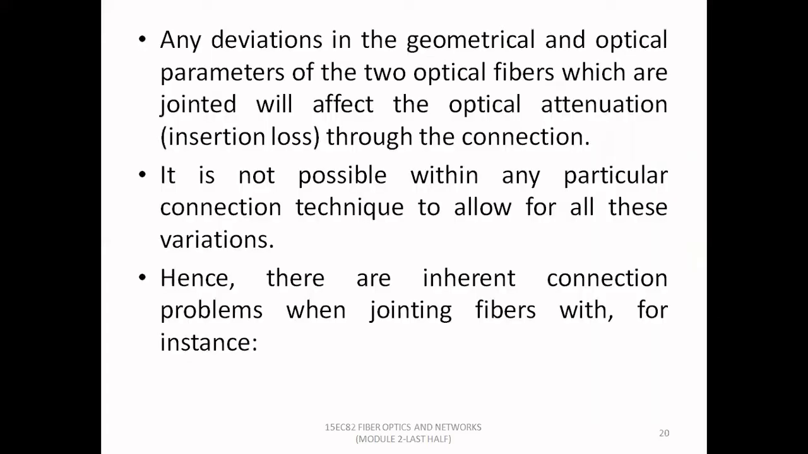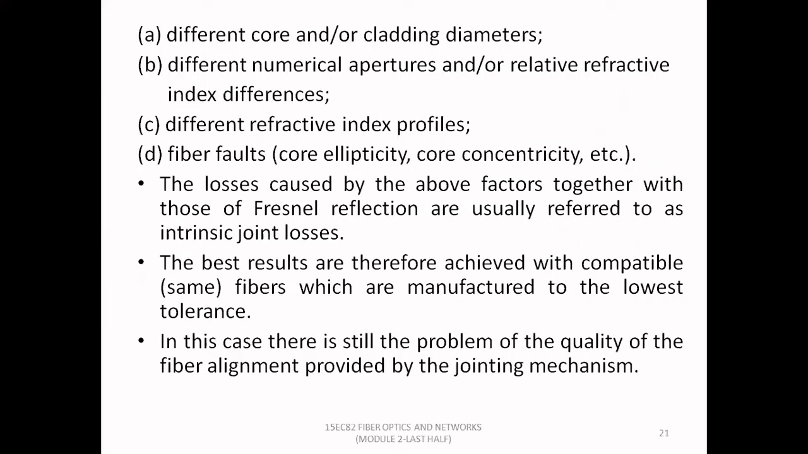Any deviations in the geometrical and optical parameters of the two optical fibers which are jointed will affect the optical attenuation, that is insertion loss, through the connection. It is not possible within any particular connection technique to allow for all these variations. Hence, there are inherent connection problems when jointing fibers with, for instance: first, different core and or cladding diameters; second, different numerical apertures and or relative refractive index differences; third, different refractive index profiles; fourth, fiber faults.